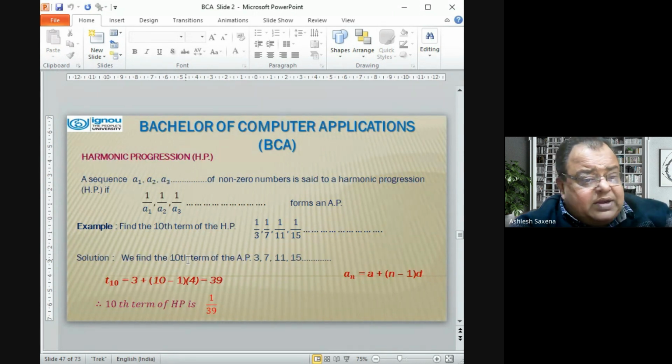You have to find T10. There is no formula as such for T10 in harmonic progression. Straight away, what will we be doing? We will be using the formula of AP, that is Tn is equal to a plus (n minus 1) into d. You have to find the 10th term, that means replace n by 10. a is 3, d is 4. Replace it, you will get 39. You were asked to calculate the 10th term of the HP. That will be 1 upon 39.